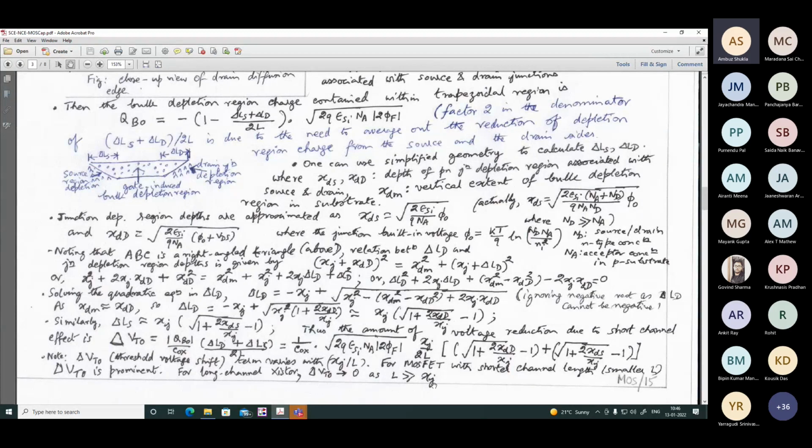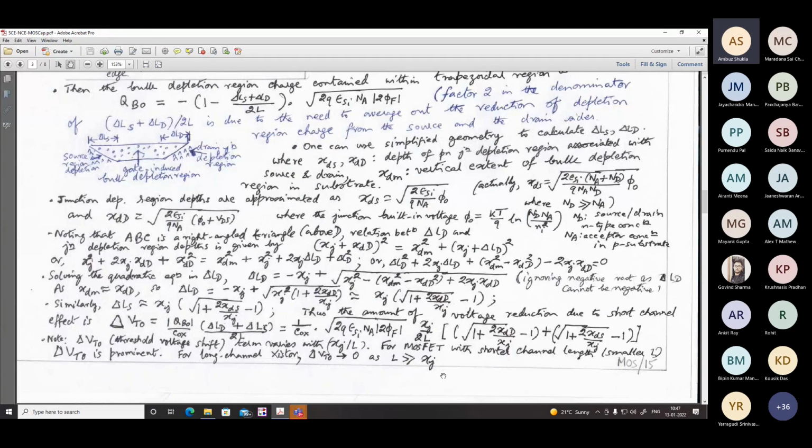That means with the downscaling, capital L has come down, but XJ has not come down. That may answer your query, Janesh: the extent by which capital L has come down today with the downscaling, XJ has not come down by that. So for a long channel transistor, capital L was much larger compared to XJ, but in the short channel device, capital L and XJ are comparable. We'll now see some typical numerical expression to make it more clear.